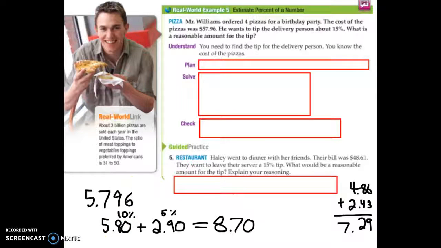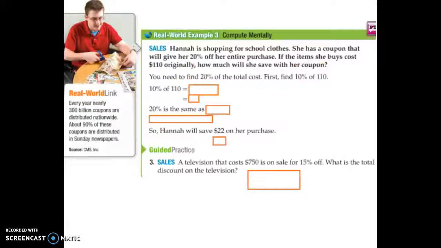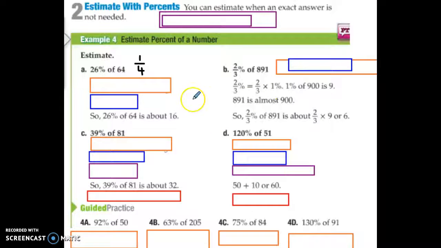We can estimate, okay? Because some sales are weird. They use weird numbers like this page we did right here. Nope, can't find it. There it is. Took me a little bit. Okay? So we just estimate, try to get close, make reasonable predictions about how much we're saving, how much we need to tip, etc.